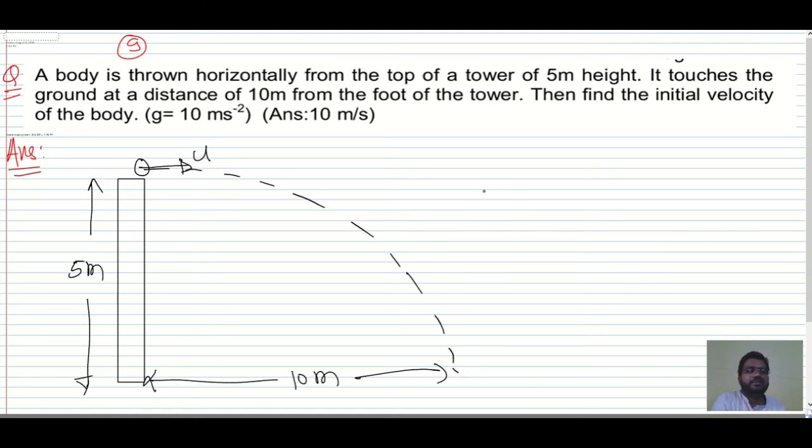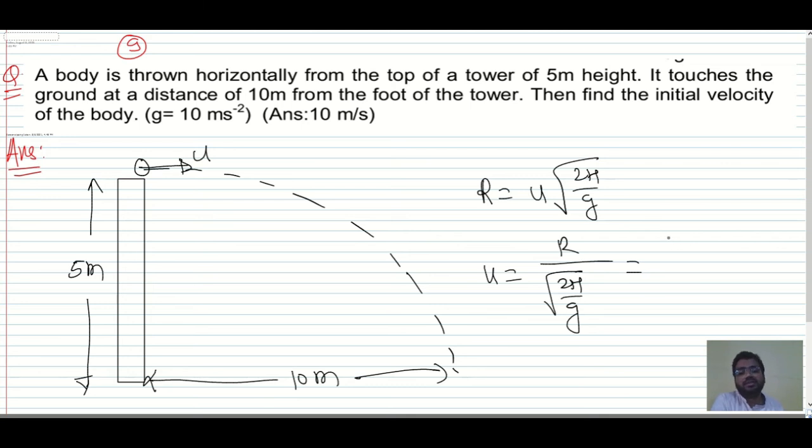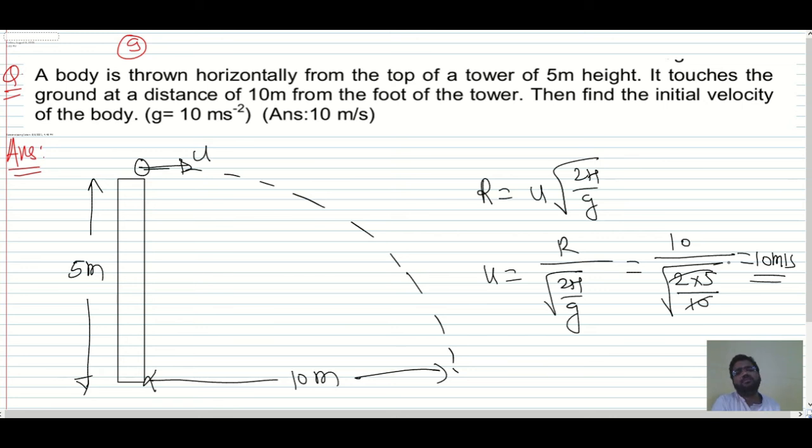So over here, the range formula we know, R is u root of 2h divided by g. So u is equal to R divided by root of 2h divided by g. So what is R over here? Range is 10 divided by root of 2 into what is h, 5 divided by what is g, 10. 10 gets cancelled. What is u then? 10 meter per second. So it's very simple, right?